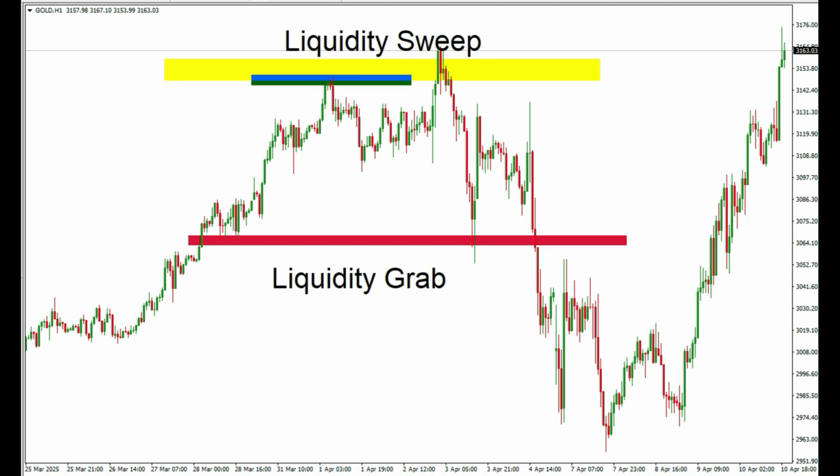Today I will talk about two terms: liquidity sweep and liquidity grab. Actually, these two terms didn't exist 15 or 18 years ago when I started trading. These concepts that we know today, like ICT, SMC, and a lot of ways of trading, didn't exist 10 or 15 years ago. Even these expressions didn't exist.